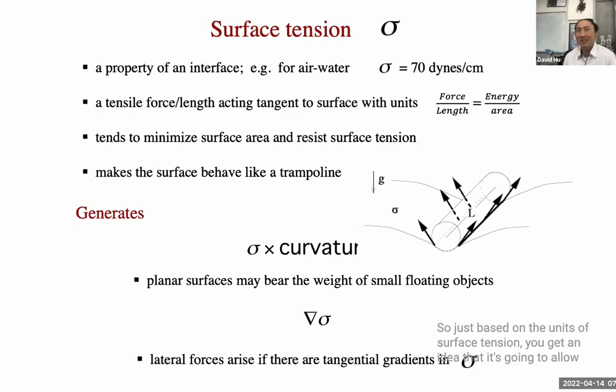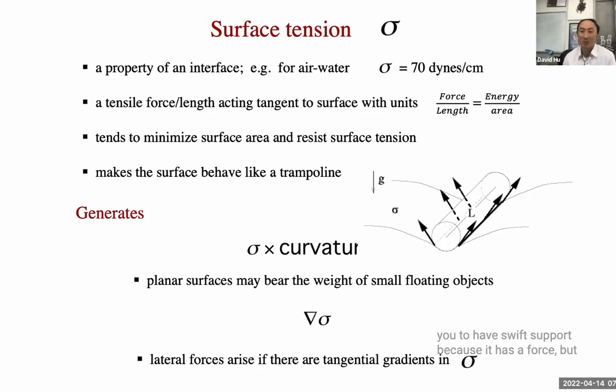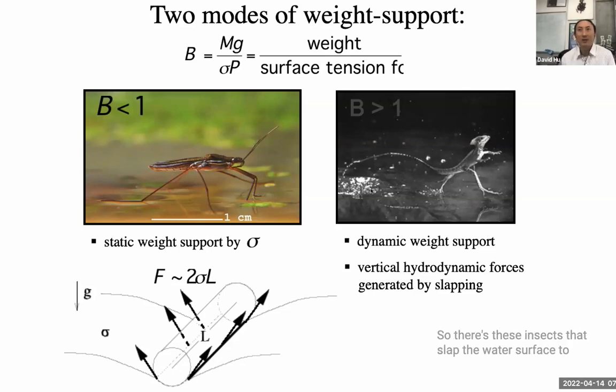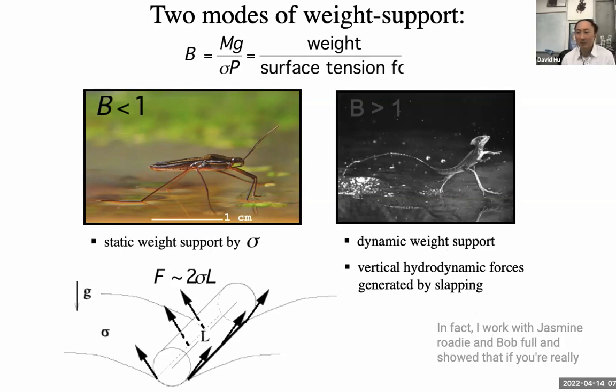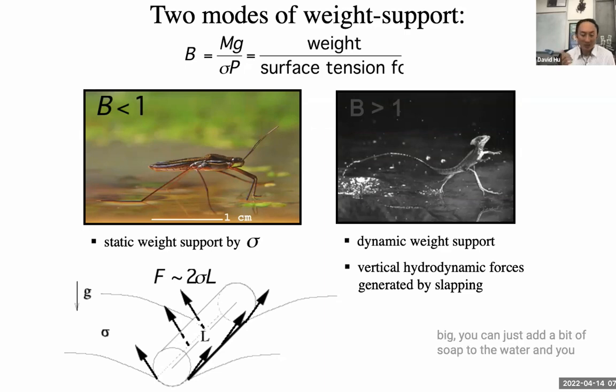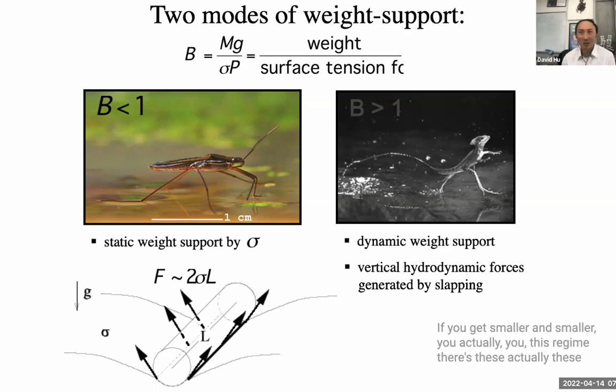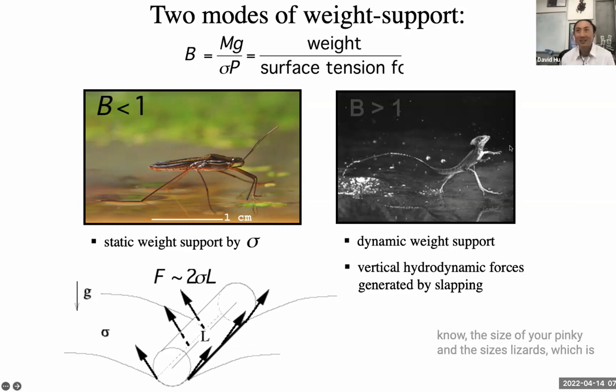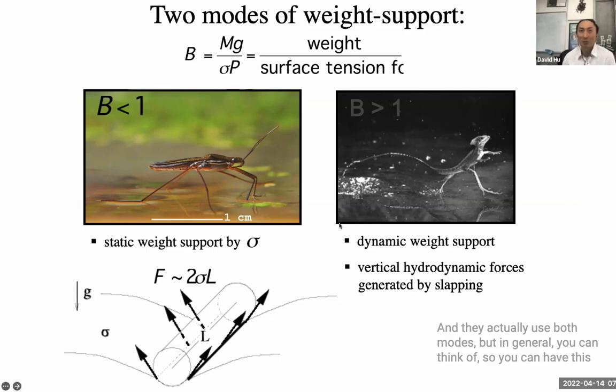So just based on the units of surface tension, you get an idea that it's going to allow you to have weight support because it is a force per unit length. And let's go a little further with that. There are insects that slap the water surface to support their weight. For them, surface tension is not relevant. In fact, I worked with Jasmine Rody and Bob Full and showed that if you're really big, you can just add a bit of soap to the water and you can slap the surface and support your weight just fine. If you get smaller and smaller, in this regime there are small geckos that are in between the sizes of insects, which are the size of your pinky, and the size of these lizards, which is the size of your hand. For them surface tension is important, and they actually use both modes.